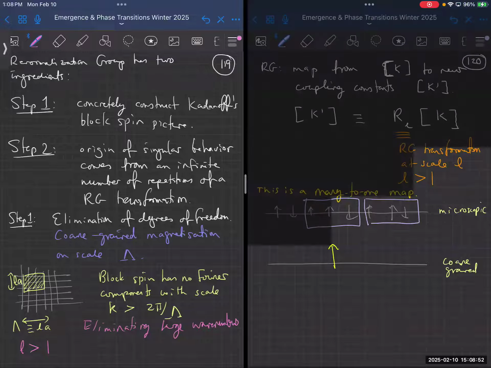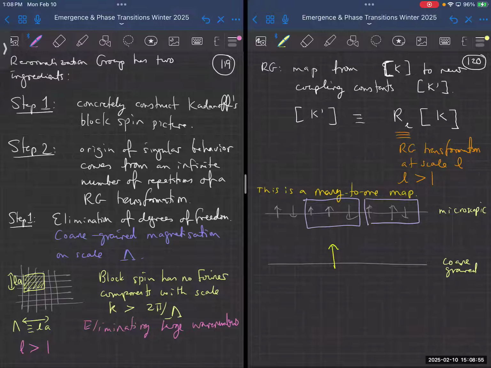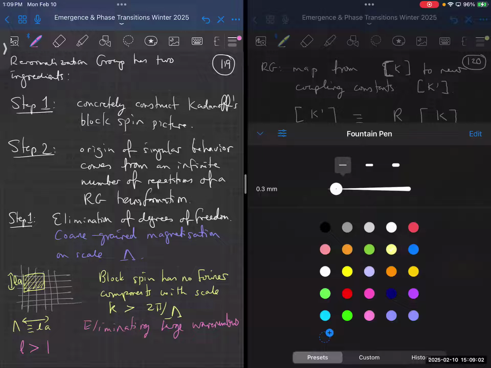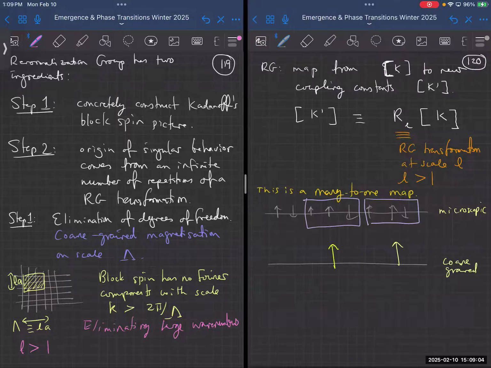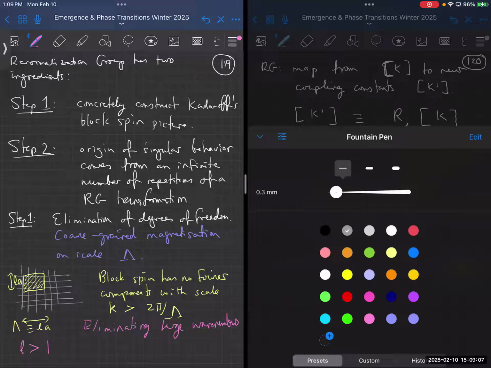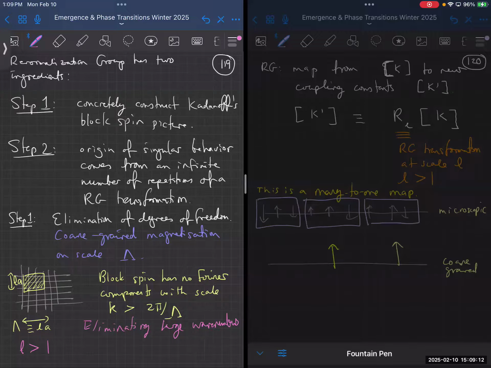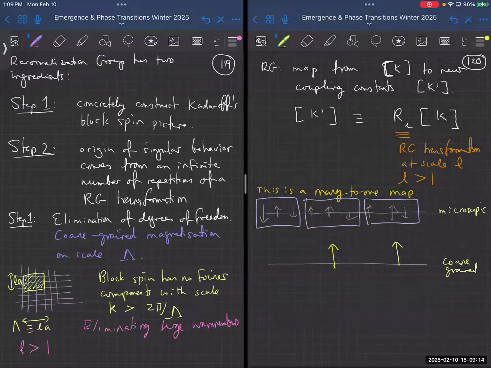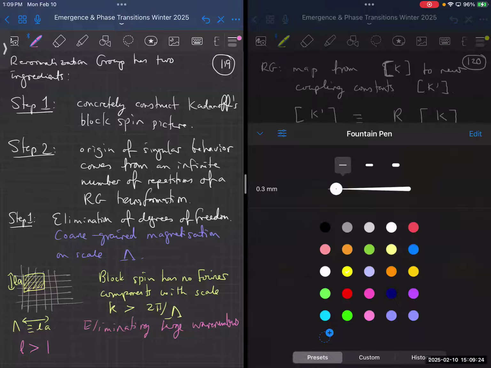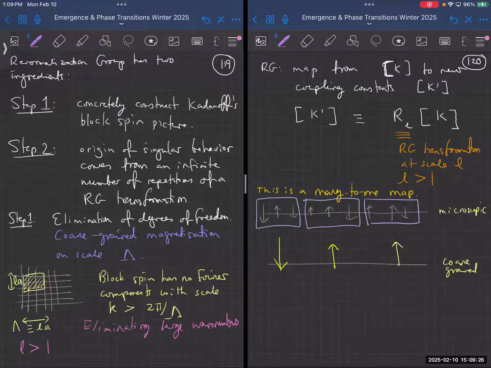So here's the next block. And in that one, well, unfortunately, it's the same thing. In that one, there's more spins pointing up than pointing down. Let's suppose in this one over here, I had a spin pointing down like that. Then once I look at this block spin, I'm going to see there's more pointing down than up. And so this one would be replaced by a down spin. So this is just a picture, and this particular map is the majority rule map.